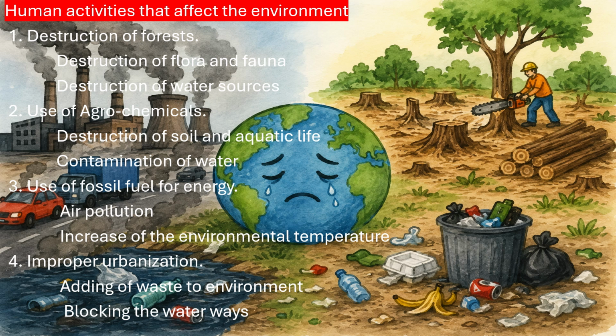Human activities that affect the environment: destruction of forests, destruction of flora and fauna, destruction of water sources. Use of agrochemicals, destruction of soil and aquatic life, and contamination of water. Use of fossil fuels for energy: air pollution, increase of the environmental temperature. Improper urbanization, adding of waste to the environment, and blocking the waterways.